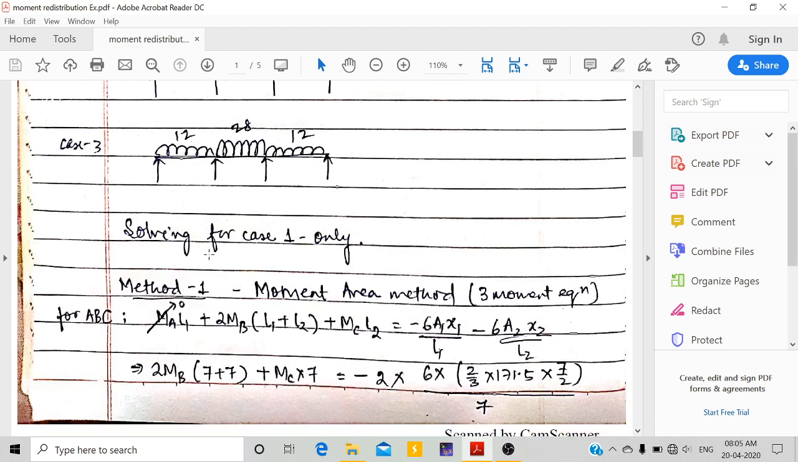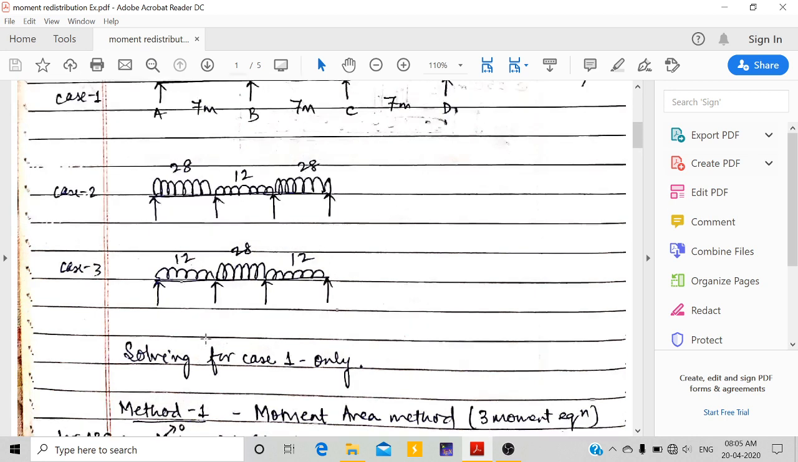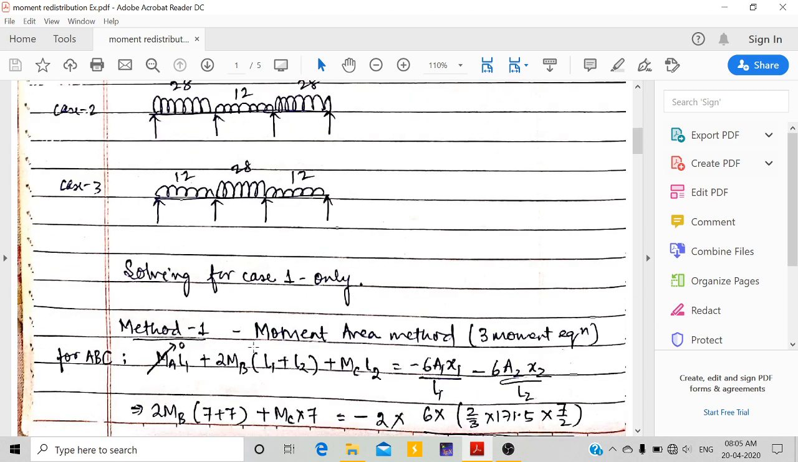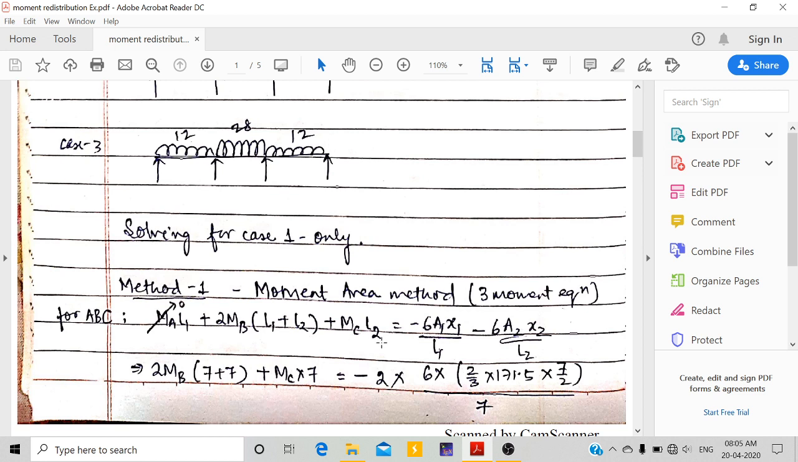Now, for ABC, the three moment equation is MA into L1 plus 2MB into L1 plus L2, where L are the spans, this is L1 and this is L2, plus MC into L2. Here, moment at A is 0, because it is simply supported and we will be having moments only at the internal supports. So 2MB into 7 plus 7, plus MC into 7 is equal to, because we are having the same load and same span, these two terms will be the same, so I have just put twice of 6.